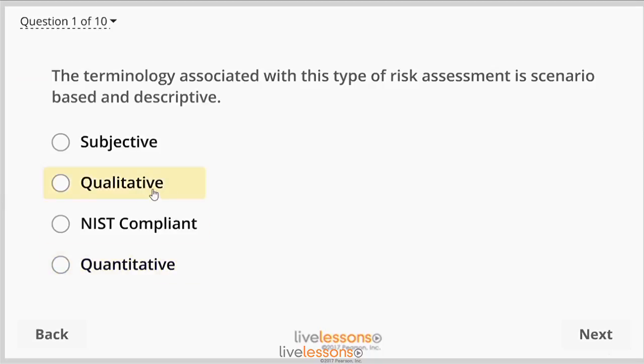And now it's a matter of going back and really thinking about this. Was it qualitative or quantitative? And perhaps you can remember what one of them was. Quantitative was the one that we worked through with all of our various calculations, so it must be qualitative. Now, the other way to do it, remember, was if you just said type of risk assessment is scenario-based and descriptive, if you just went, hey, that's qualitative, well, good, you can mark that. But remember, always read all of the answers before making your final choice.